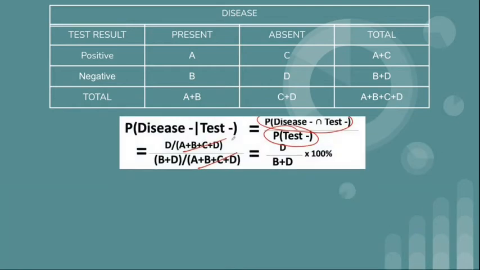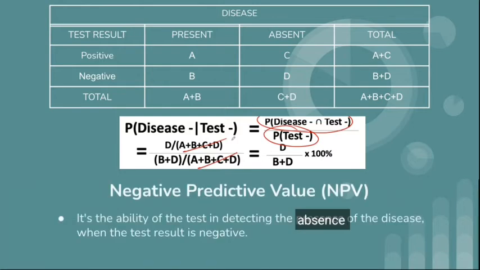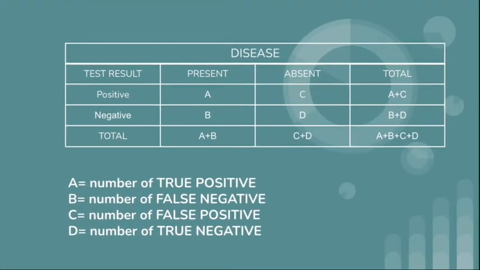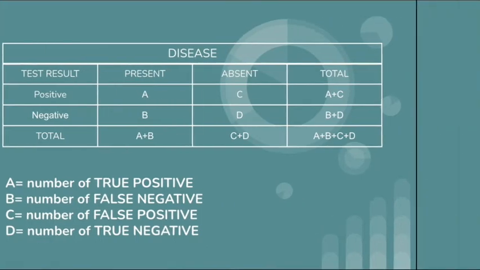Next, what is the probability that the disease is absent when the test result is negative? It should be equal to D over B plus D, and we may multiply it by 100%. And that is called the negative predictive value. It is the ability of the test in detecting the absence of the disease when the test result is negative. So keep in mind here that A is the number of true positives, B is the number of false negatives, C is the number of false positives, and D is the number of true negatives.